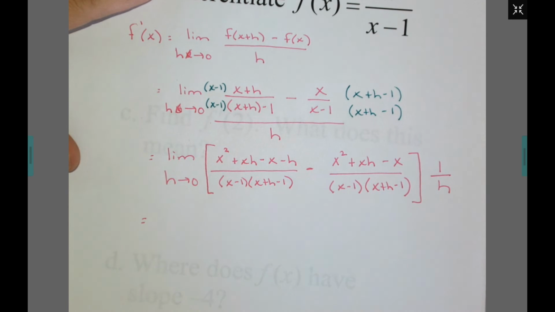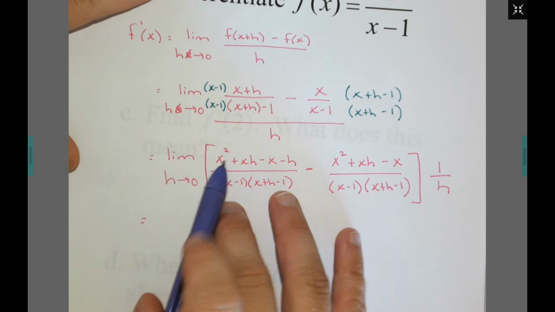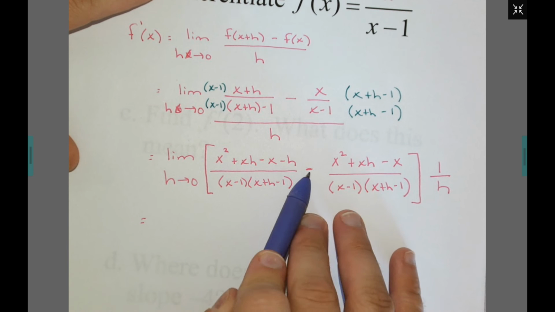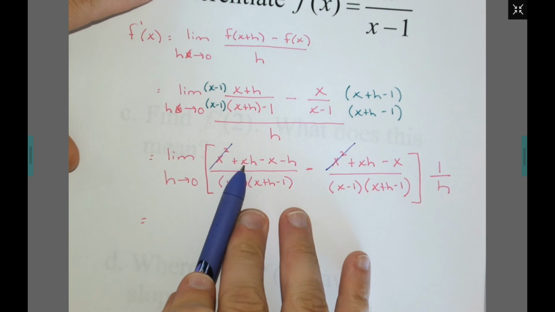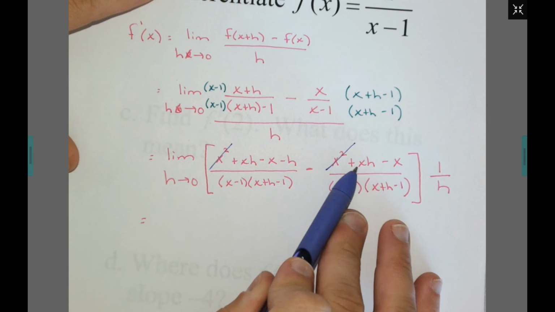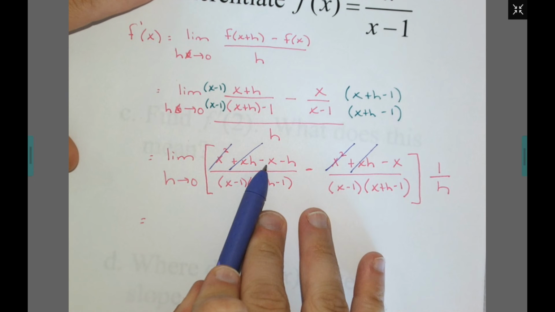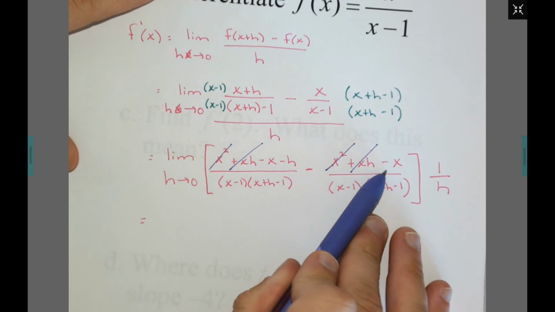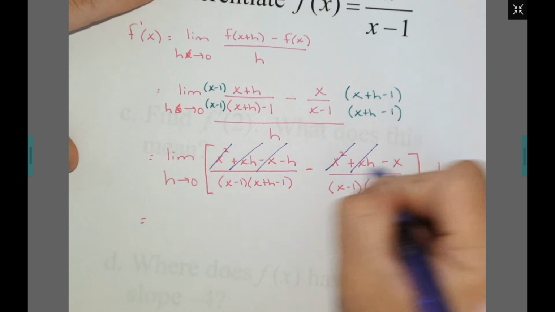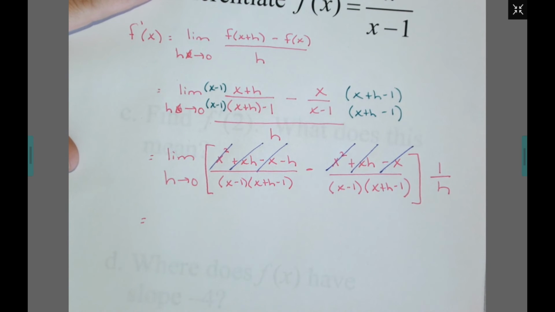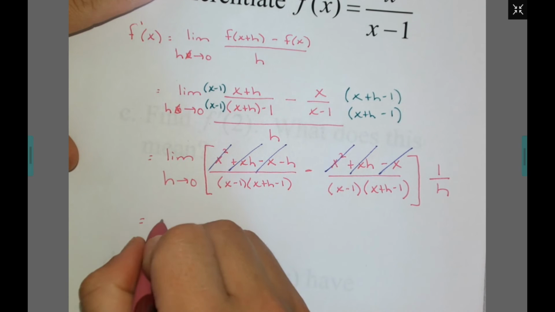Okay, from here we have common denominators, so we can go ahead and do the subtraction. I'm going to try to clean it up a little bit. I got an x squared minus x squared. It's going to go away. I have an x plus h minus an x plus h. It's going to go away. I got a negative x minus a negative x. Remember, minus a negative becomes plus a positive. So negative x plus x goes away. And I am just left with negative h up top.